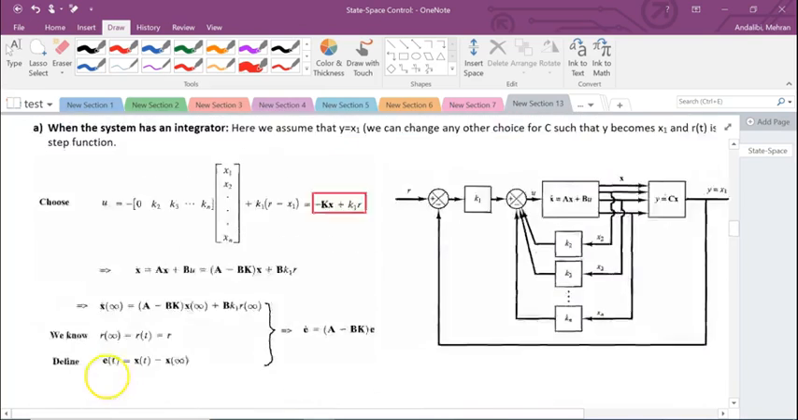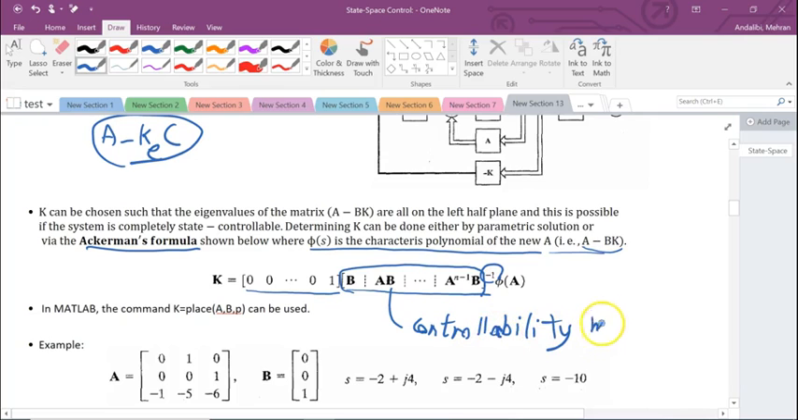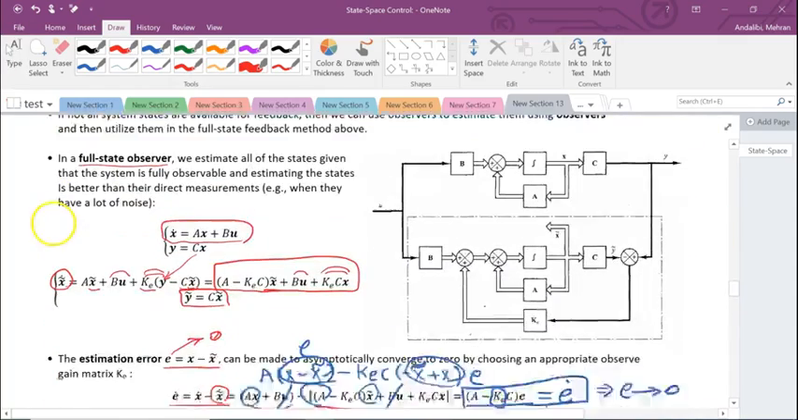Similar thing that we did here, remember, we could find this K when this matrix, the controllability matrix, was full rank, because again, we needed to invert it. So this controllability matrix, remember, it had to be what? It had to be full rank, right? Which means the system was controllable. So if the system was controllable, we can find a controller gain. If the system is observable, we can find an observer gain.